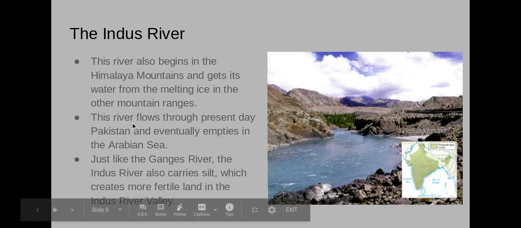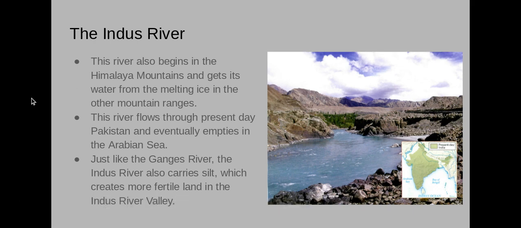Now, the Indus River, this river also begins in the Himalaya Mountains and gets its water from the melting ice in the other mountain ranges. This river flows through present-day Pakistan and eventually empties into the Arabian Sea. Just like the Ganges River, the Indus River also carries silt, which creates more fertile land in the Indus River Valley.